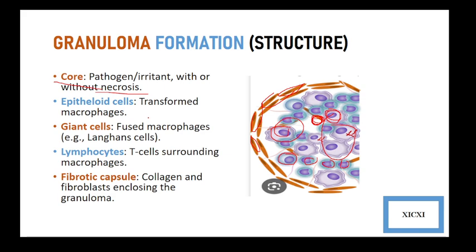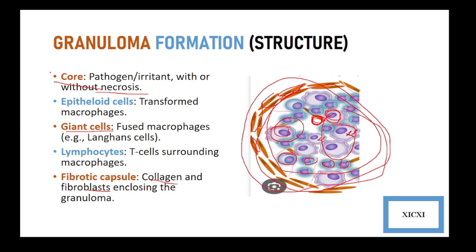Now epithelioid cells, transformed macrophages, will be there. Giant cells, which are fused macrophages, will also be there, as I have talked about. Now T cells or lymphocytes will come and surround the antigen, and if necrosis is there, epithelioid cells or giant cells, and even T cells or lymphocytes. Now the fibroblast capsule comes and forms collagen, and the fibroblasts will enclose this granuloma. Now we have the word diagram of granuloma. If they ask you to draw how a granuloma forms, you can explain this and you are done.